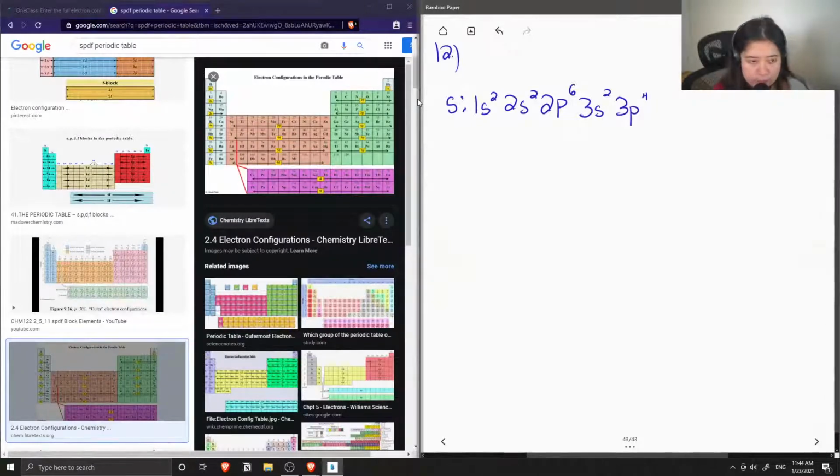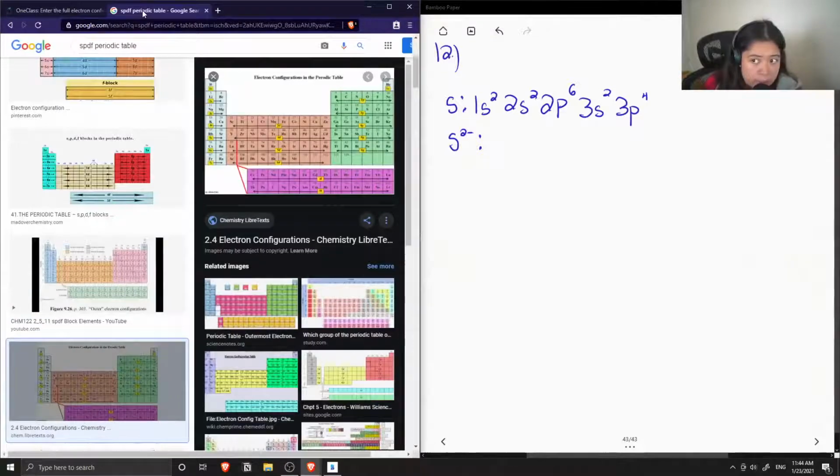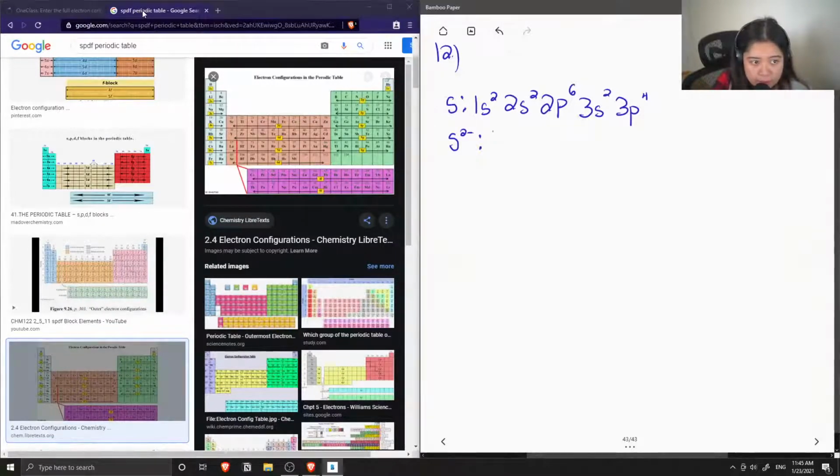So this is the electron configuration of a ground state sulfur atom. But the question says the full electron configuration for sulfur 2-. So when we have a minus charge, this means we gained electrons. So when we have a 2- charge, that means we gained 2 electrons. So now our new electron configuration starts off the same, but once we get to our 3p orbital, we added an additional 2 electrons, so this becomes 3p6.